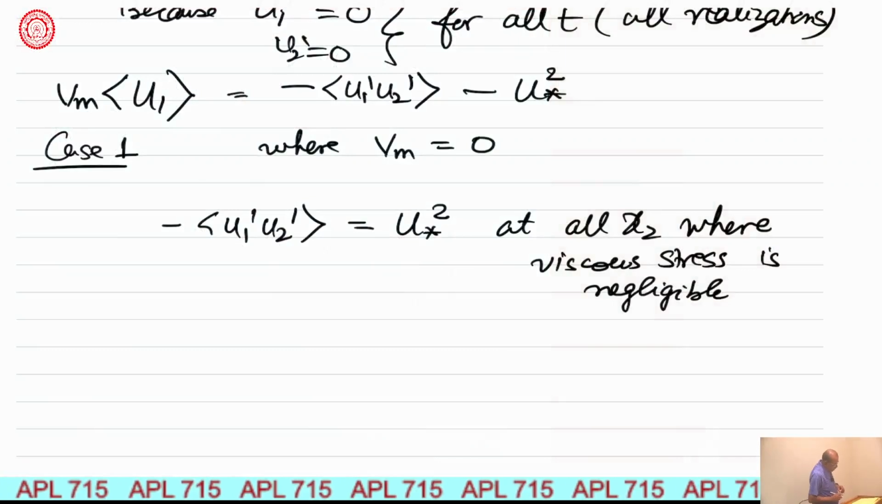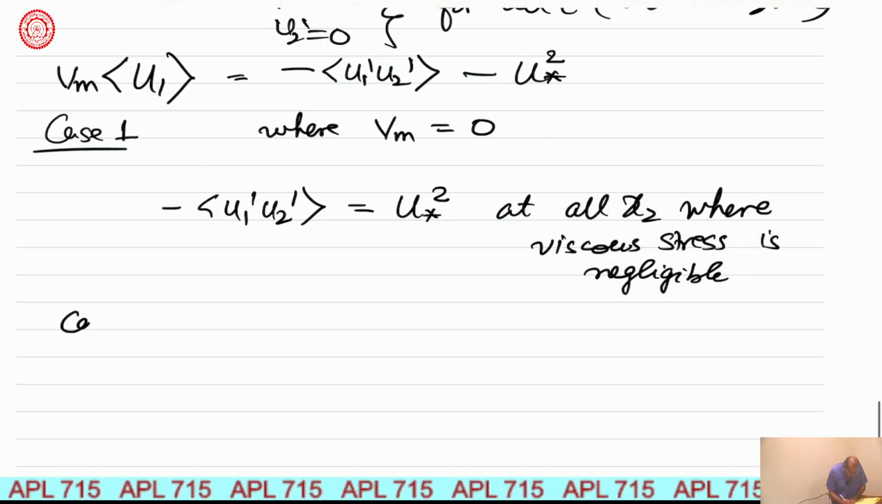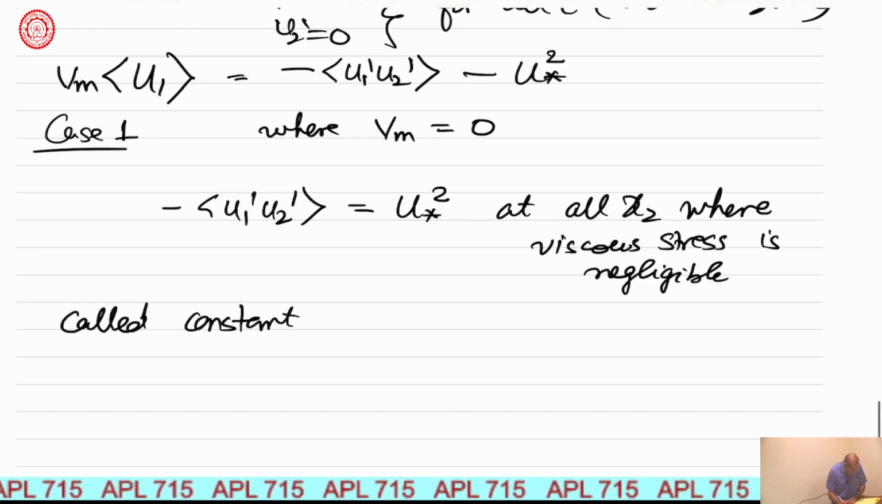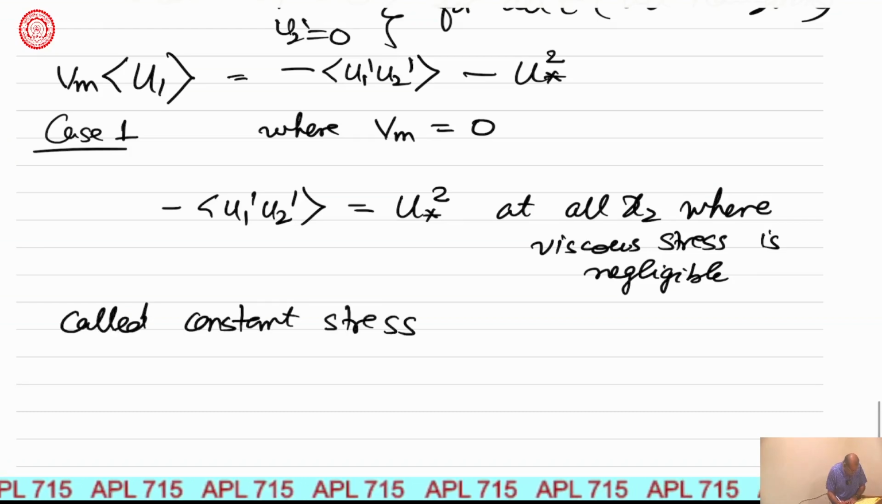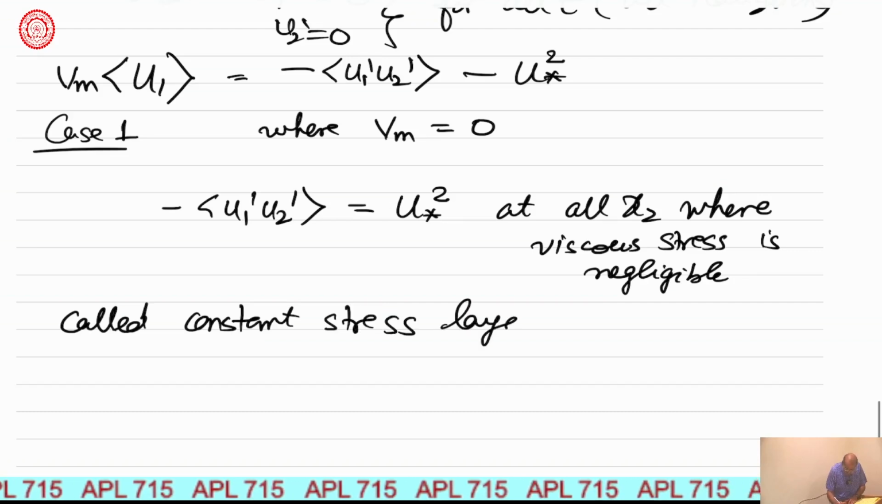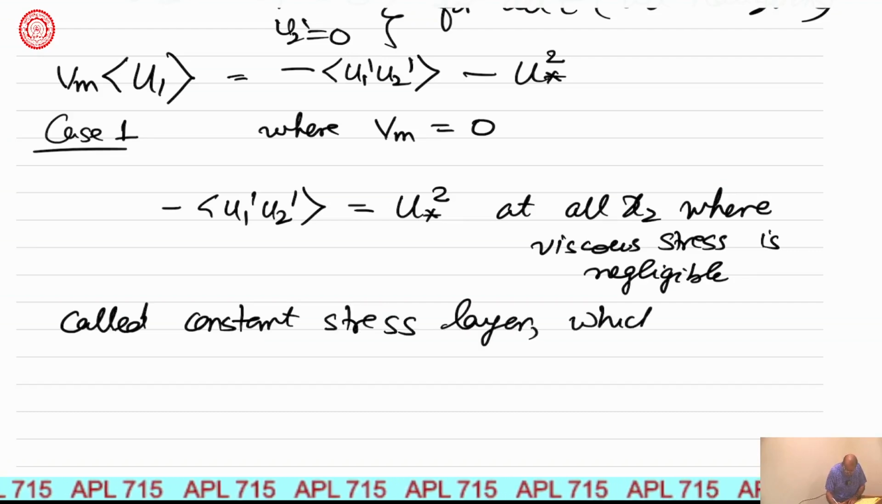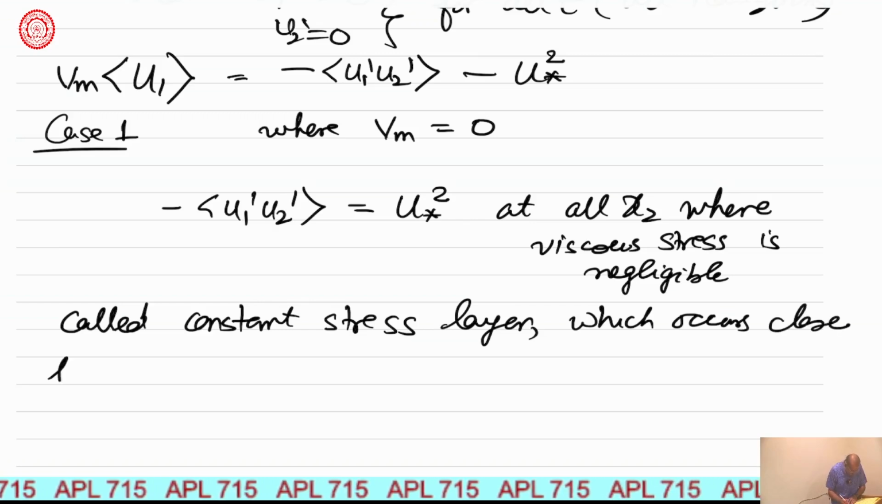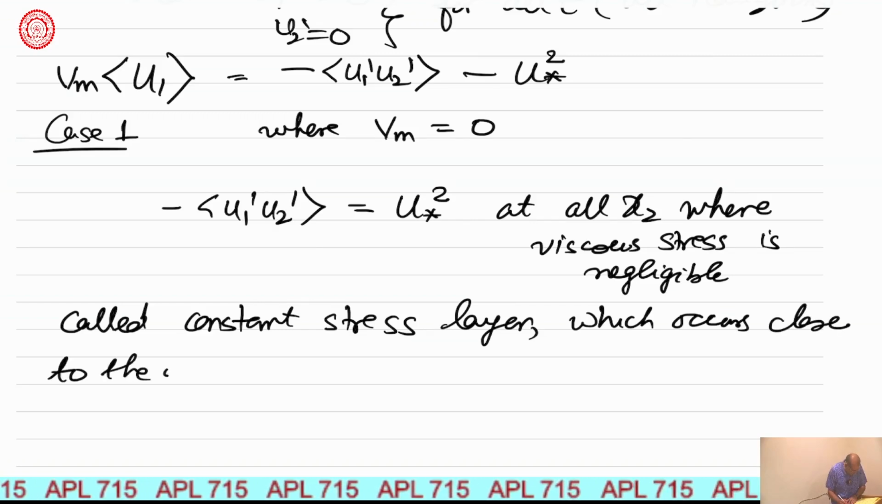Okay. So now this is called the constant stress layer, which occurs close to the wall.